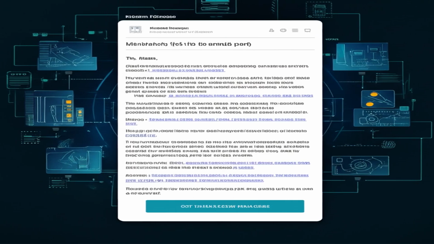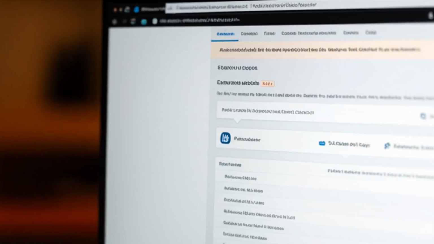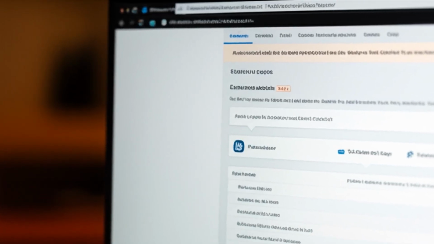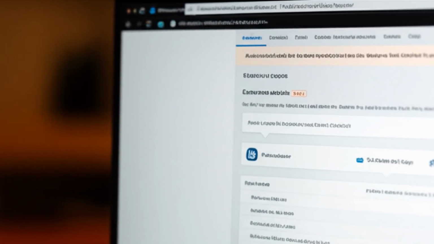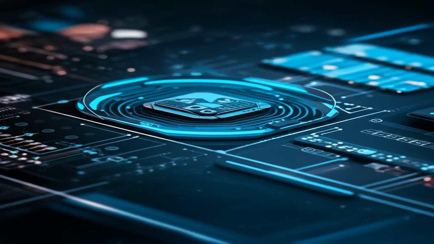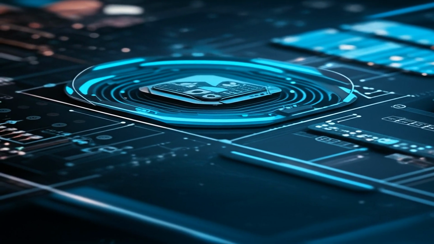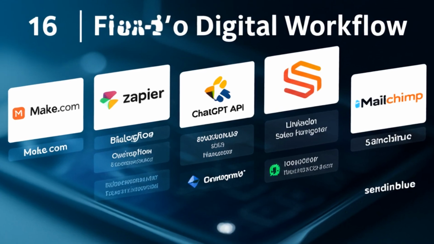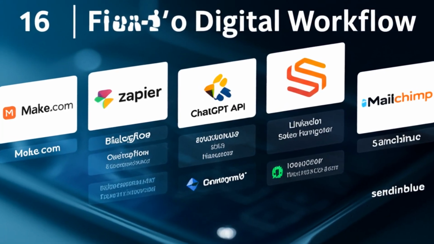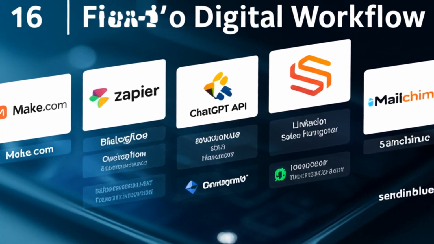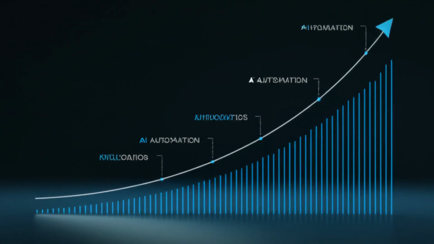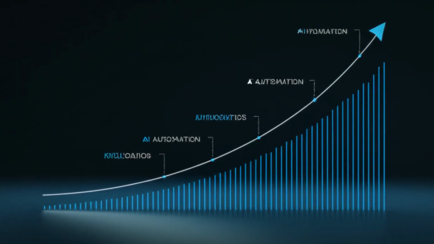So, those are three powerful AI automations you can implement today. But what about the tools you'll need? Visual logos of the tools mentioned. Make.com, Zapier, ChatGPT API, Dialogflow, Rasa, LinkedIn Sales Navigator, Phantom Buster, MailChimp, Sendinblue. Overlay text indicating free tiers and pricing plans.